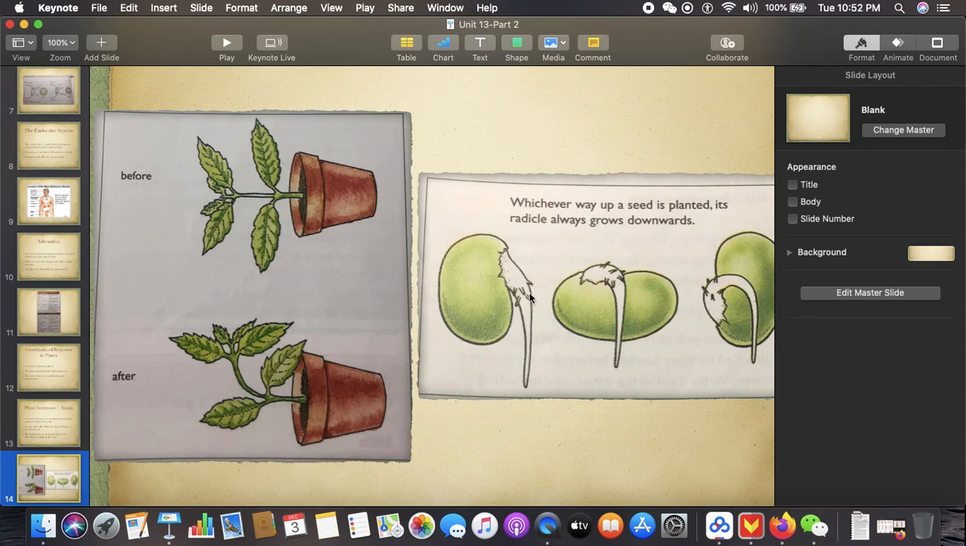Now, the root will always grow towards gravity, which means that the root will always grow downwards, no matter which way the seed is positioned. The root here will always grow downwards.